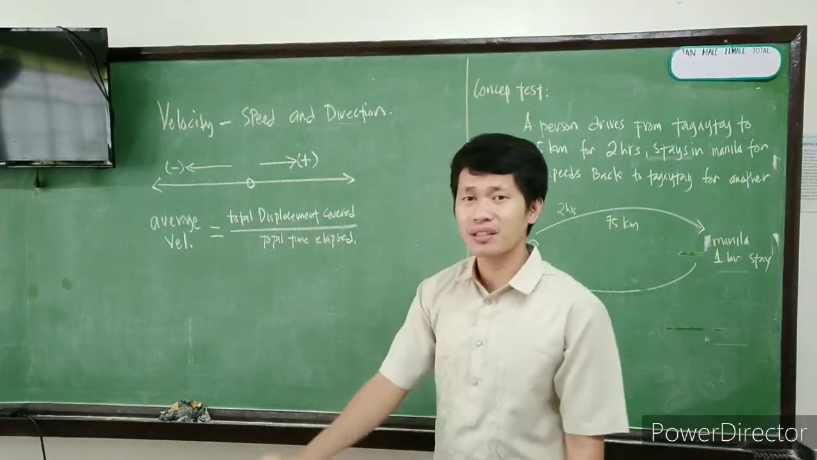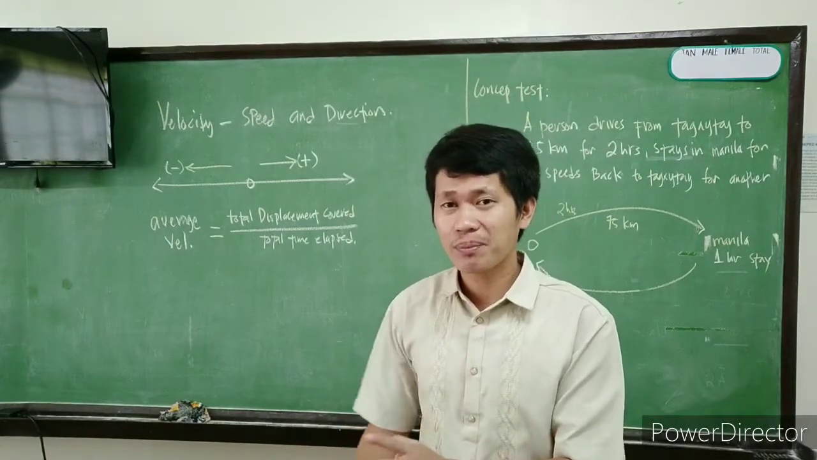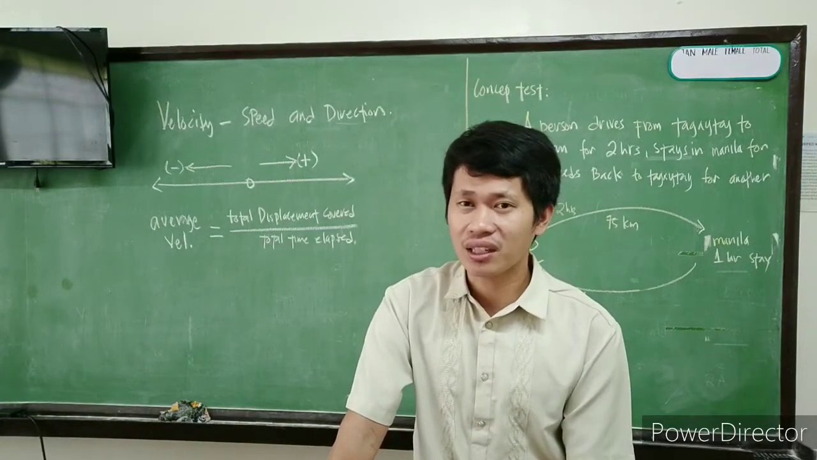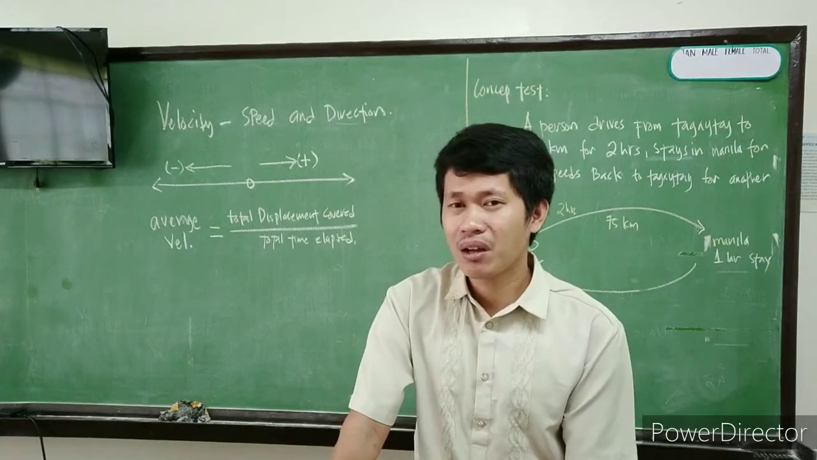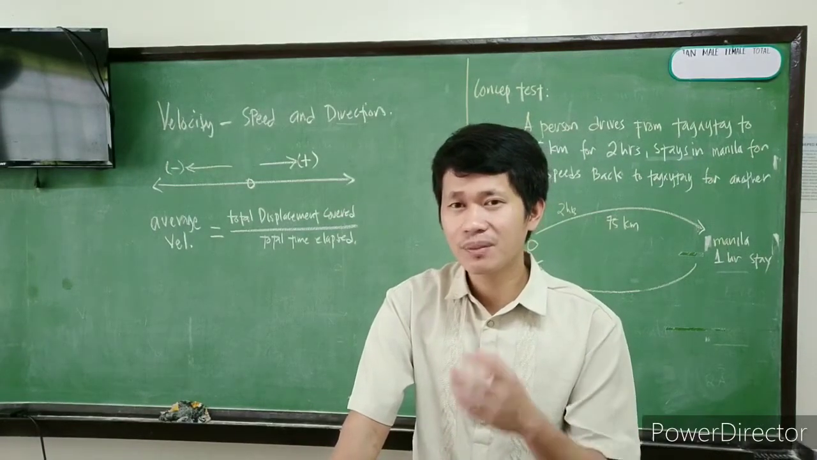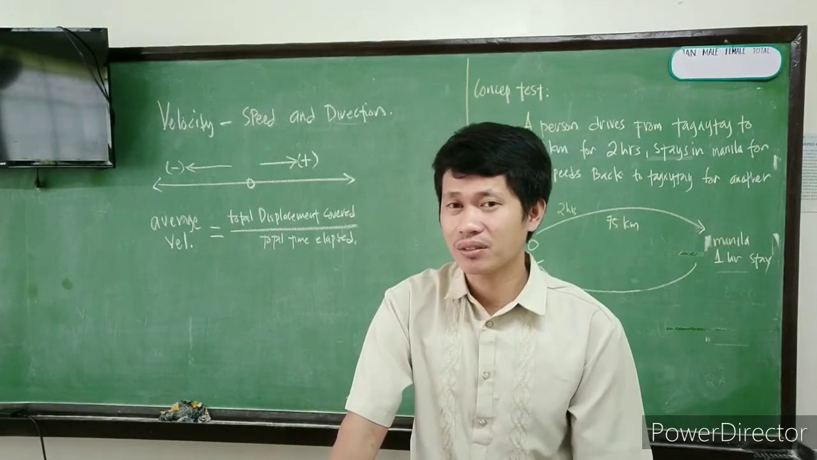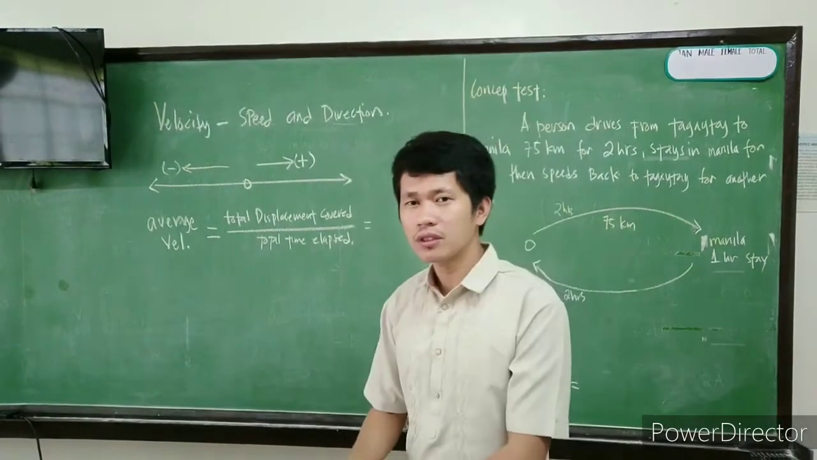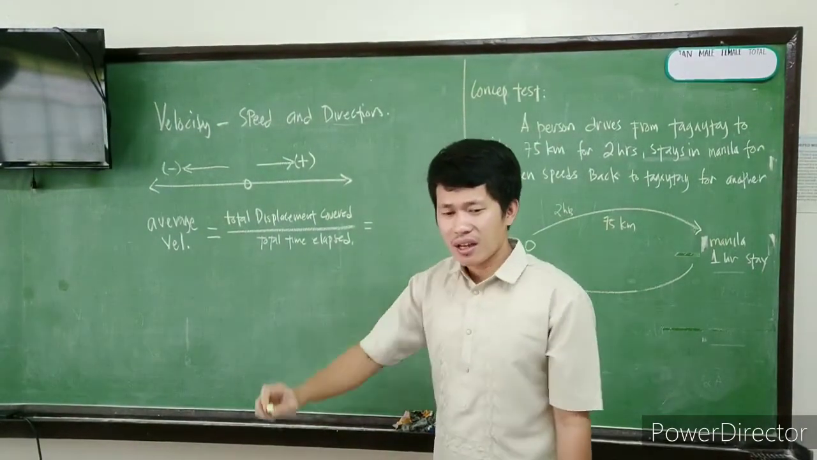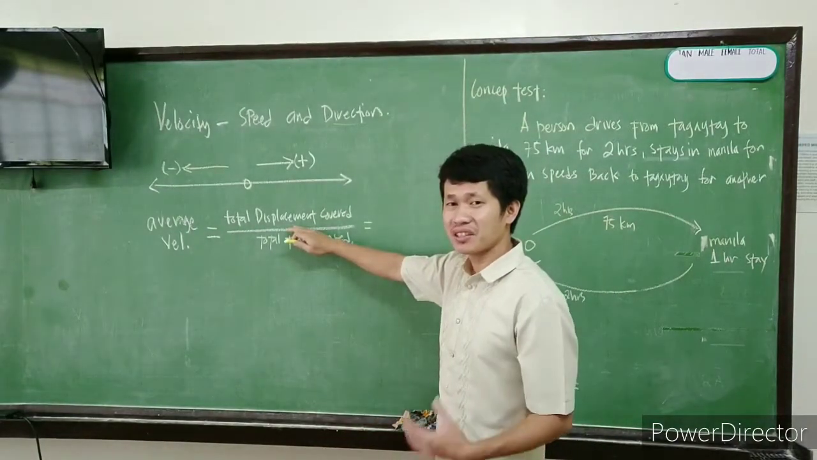Kasi ang displacement ay vector compared sa distance na scalar. Di ba ang speed ay distance over time, at ang distance naman ay scalar, so walang direction talaga ang speed. Pero kapag sinabi mong velocity, gaya ng discussion natin last time, displacement over time siya. Ang displacement ay may direction talaga because it is a vector quantity. So paano yung magiging equation natin for the average velocity? You have to remember yung discussion natin ng displacement the other day.